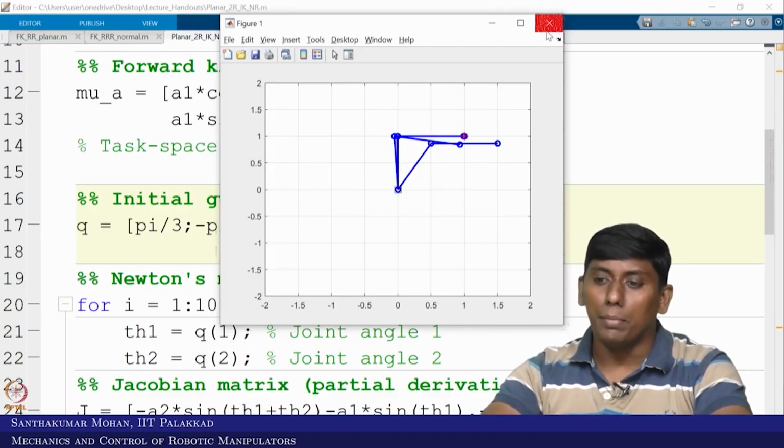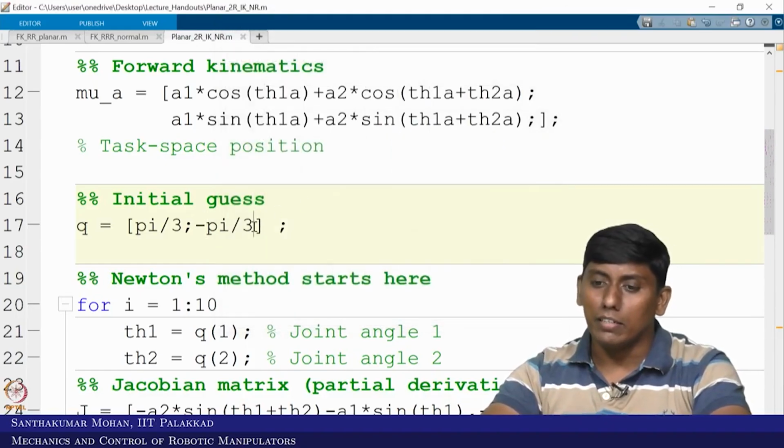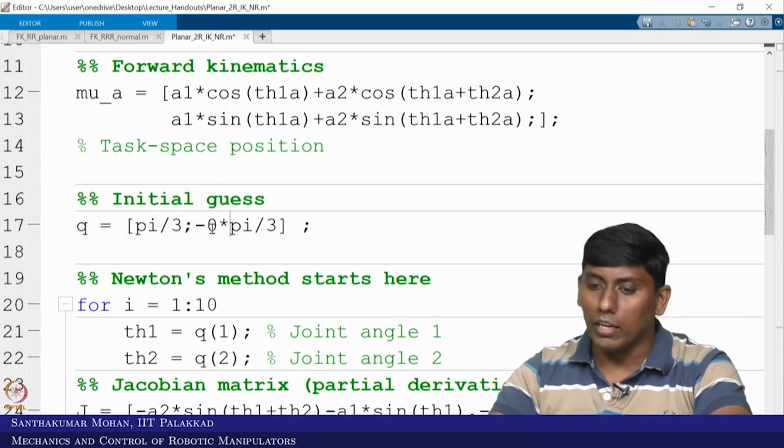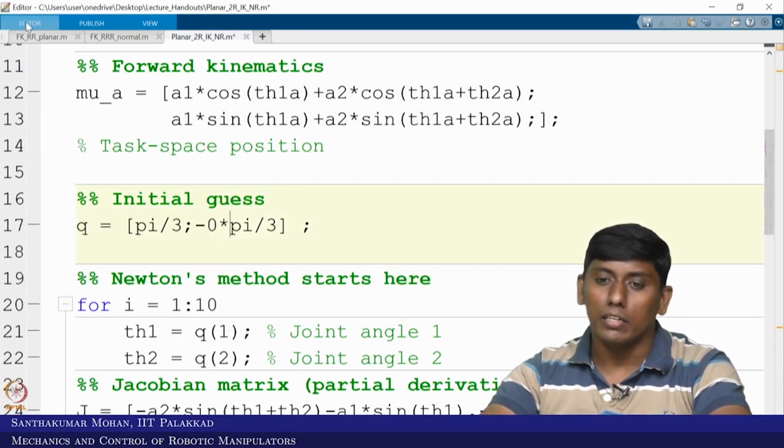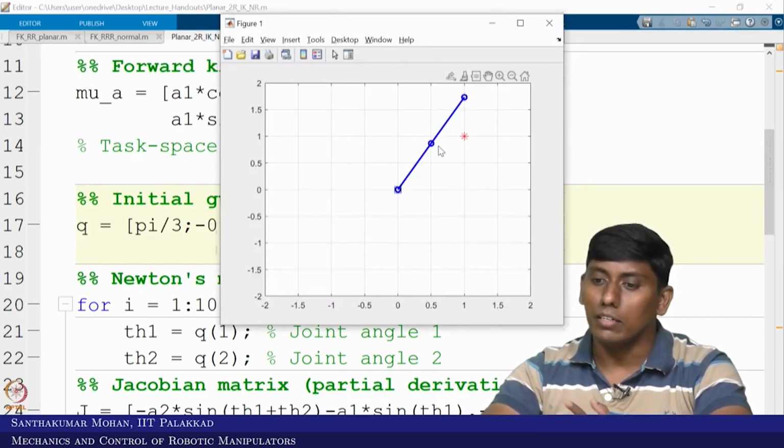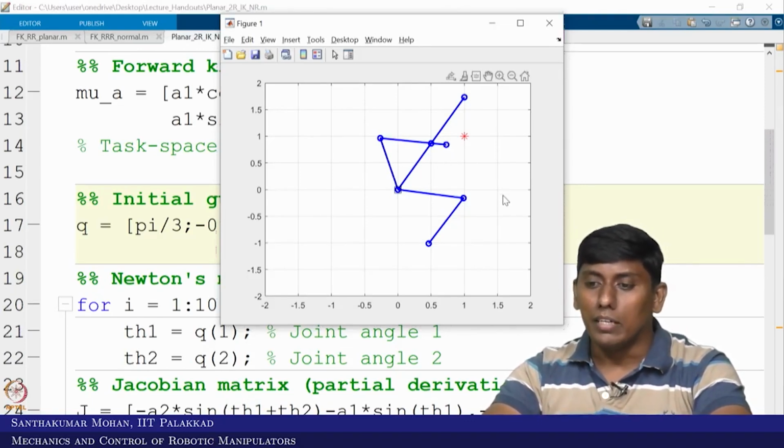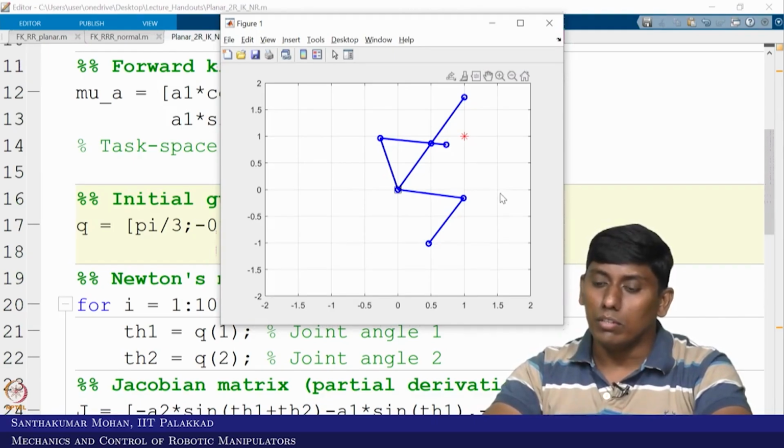So now, for example, I am taking a different initial guess, in the sense I am taking theta 2 as 0. Can I get convergence? Let us see. If I start with 0, you can see your Jacobian matrix is going to be non-invertible, but still it somehow manages and keeps coming, right. So the third iteration has come and the fourth iteration is not reached.